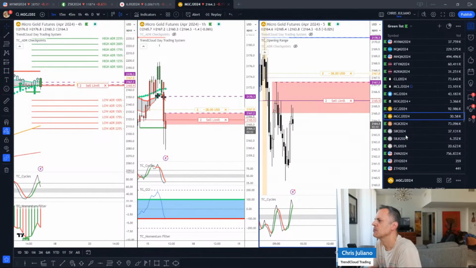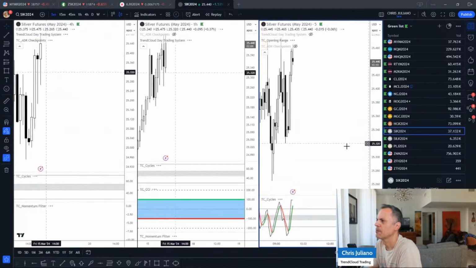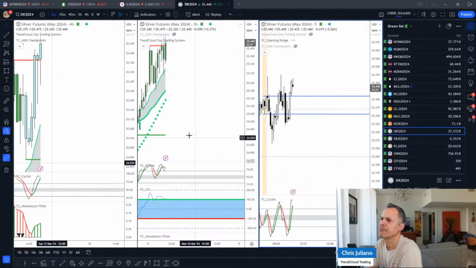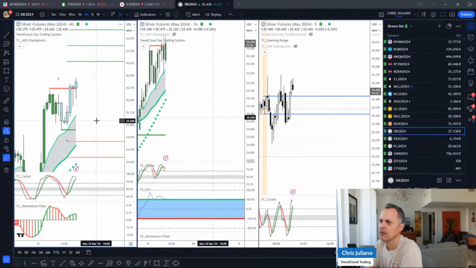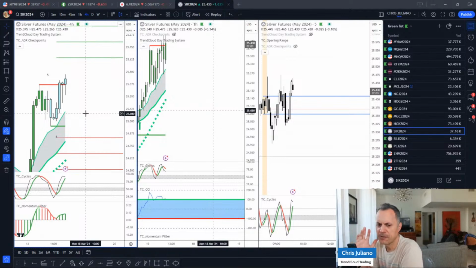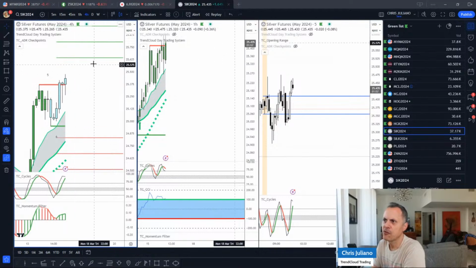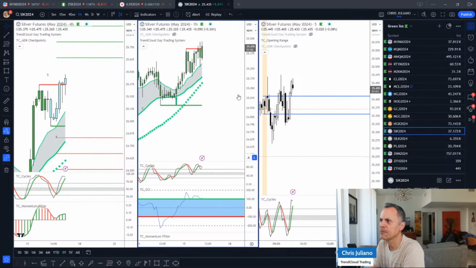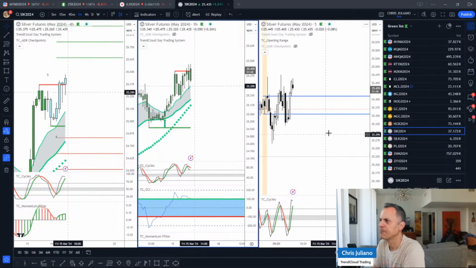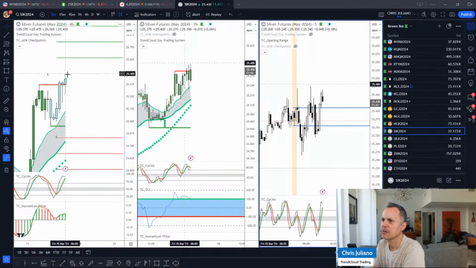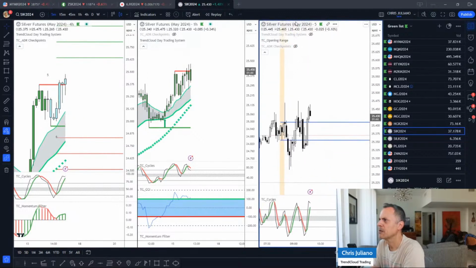Be great to get in on gold. Silver. Okay. Let's start paying attention to silver, because silver is extended on that high time frame. If we start to hit that ADR checkpoint on silver, how far up is that?